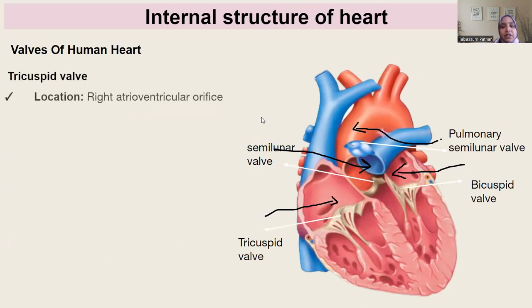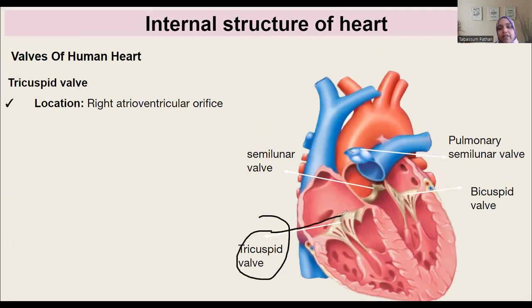So you have the tricuspid valve. Now we will erase this, and focus on the tricuspid valve. Where is this? It is at the right atrioventricular junction, or orifice. This is the right side of the heart, and this is the left side of the heart. On the right side, between the junction of the auricle and ventricle, this is the auricle and this is your ventricle. So here is your tricuspid valve.